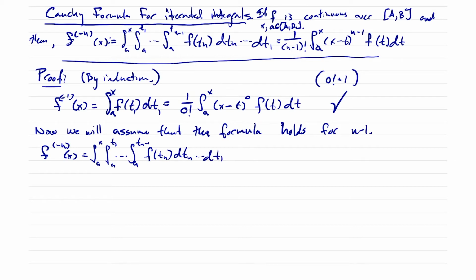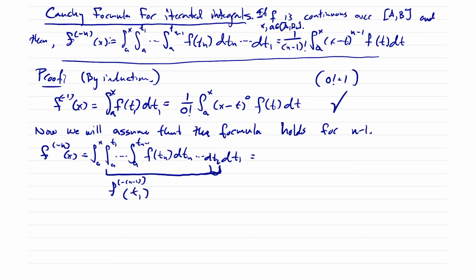Okay, now if we take a look at this inner portion here, let's move t1 over here, and we'll include dt2. If we stop right before we get down to t1, this is the (n minus 1)-th antiderivative. Let's figure out a nice way of writing that. So it's f^(-(n-1))(t1).